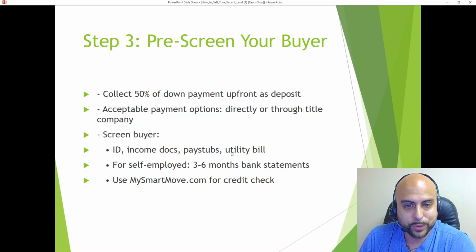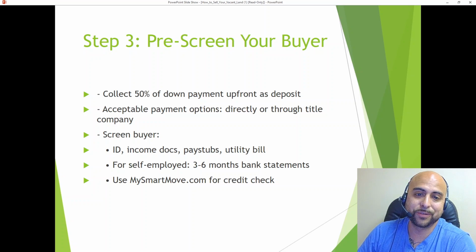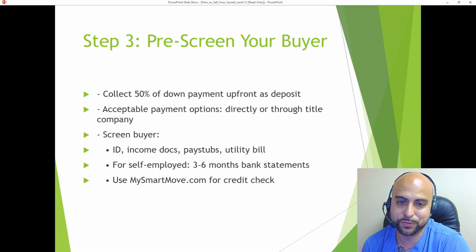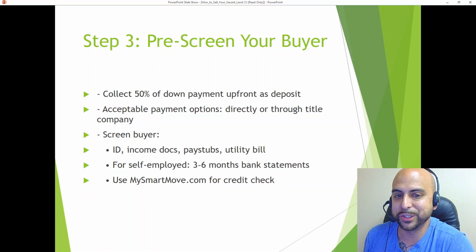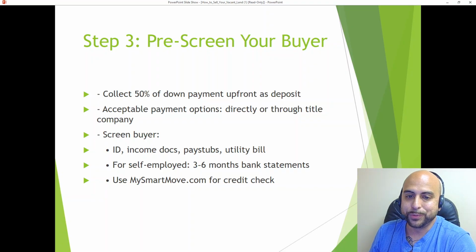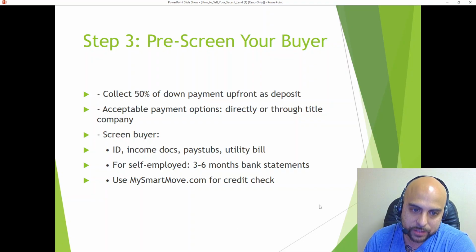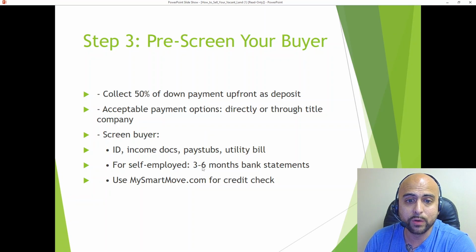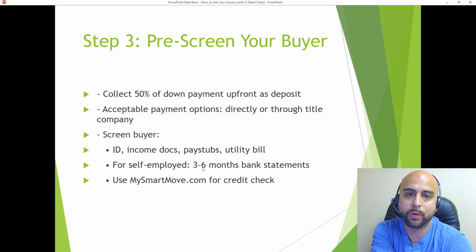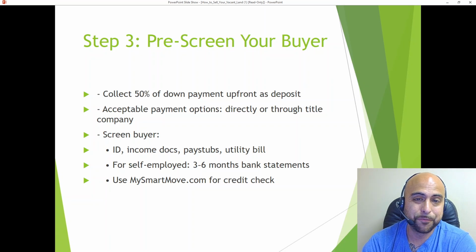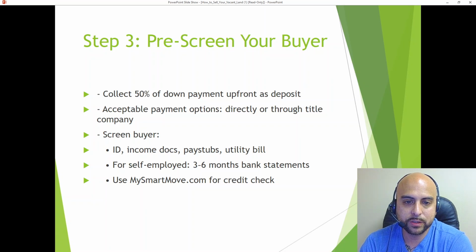I know some investors can ask for two years of tax returns if you want to. You can ask for a lease agreement if you want to. I don't. I want to make it easy, but at the very least I will pull credit and ask for these basic income docs. Now, you will get self-employed borrowers or buyers. That's fine. They probably won't have pay stubs.